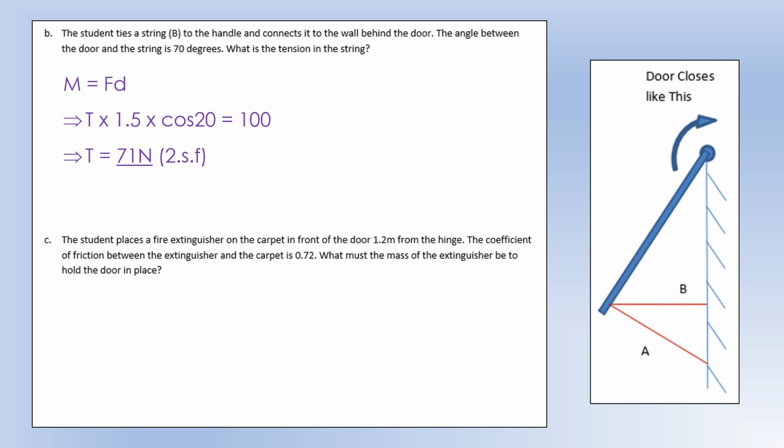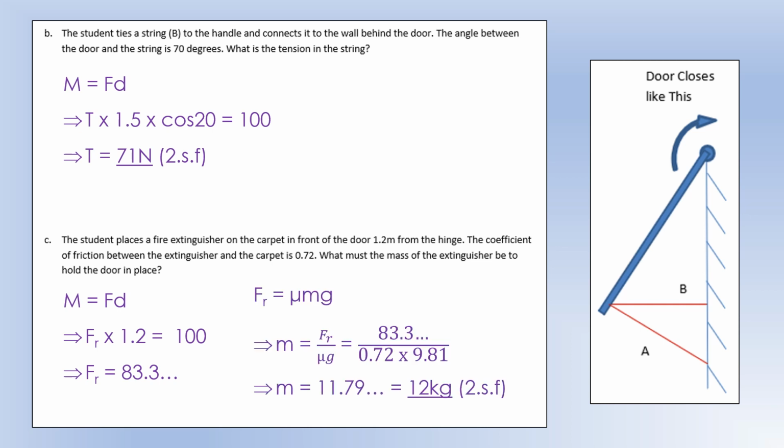The student places a fire extinguisher on the carpet in front of the door, 1.2 meters from the hinge. The coefficient of friction between the extinguisher and the carpet is 0.72. What must the mass of the extinguisher be to hold the door in place? So we're going to apply the same approach. We know the moment of the frictional force must be 100. That gives us a frictional force of 83, and so on. And then we can apply that the frictional force must be equal to mu mg, and we can then rearrange to solve for mass, about 12 kilograms.